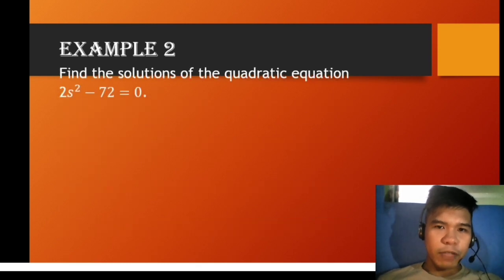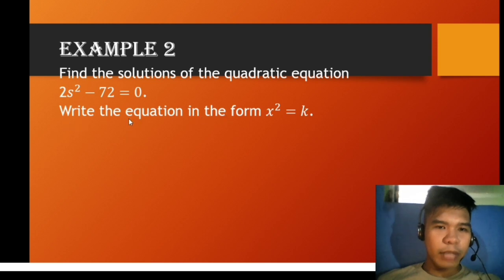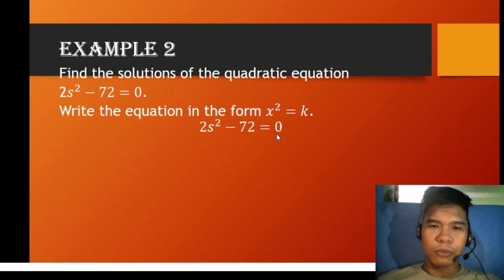Find the solution of the quadratic equation 2s squared minus 72 equal to 0. This time we're going to use the variable s for the quadratic term. Again, we need to write the equation in the form x squared equal to k. As you can see, we are given 2s squared minus 72 equal to 0. Again, we need to eliminate negative 72 here. To eliminate that, we need to add 72.